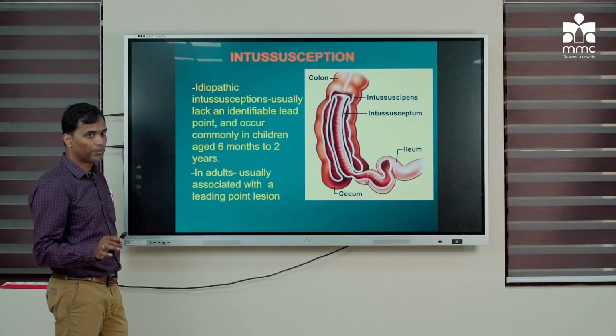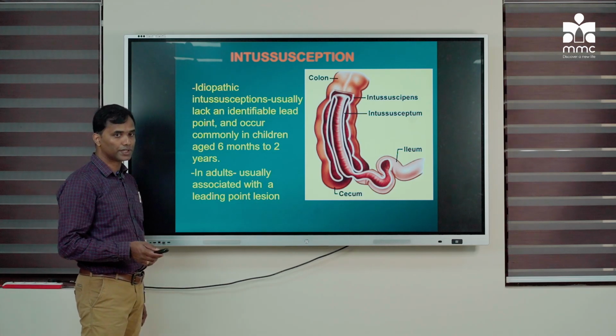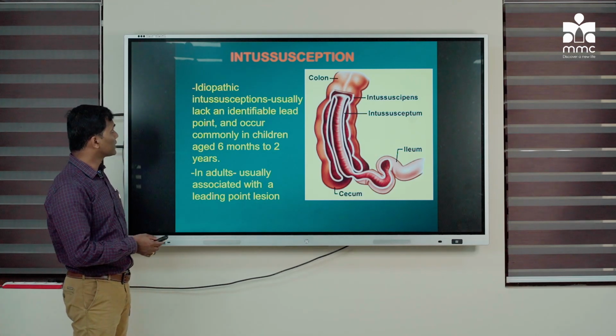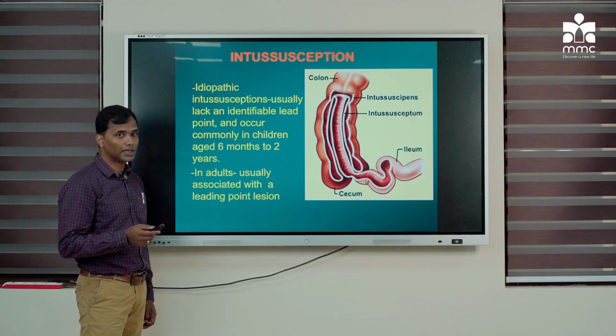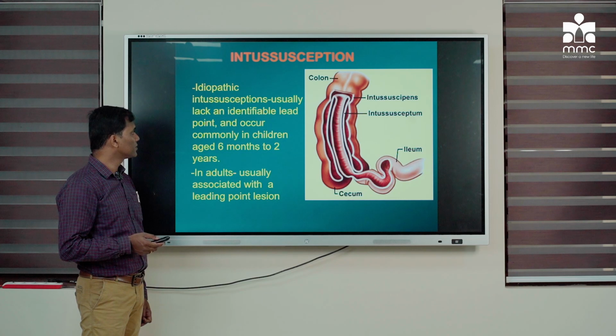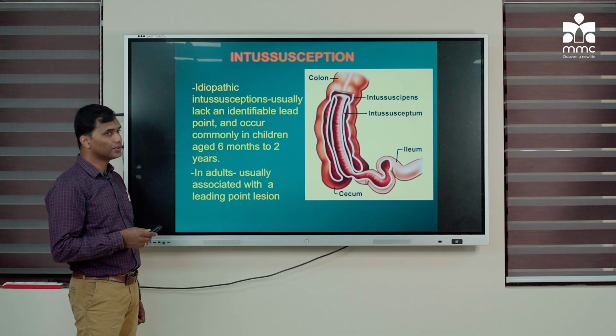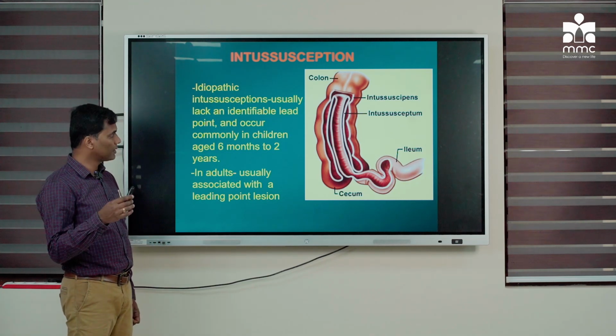I will be touching on a few important causes of intestinal obstruction. First is intussusception. Idiopathic intussusception usually lacks an identifiable lead point and usually occurs in children, and in adults usually there will be a leading mass.